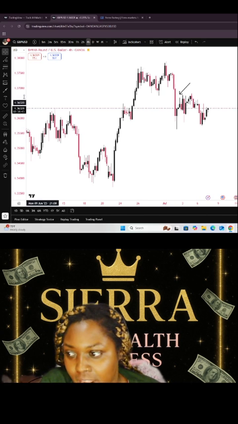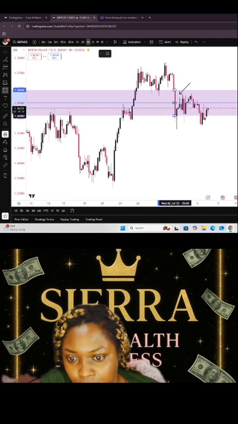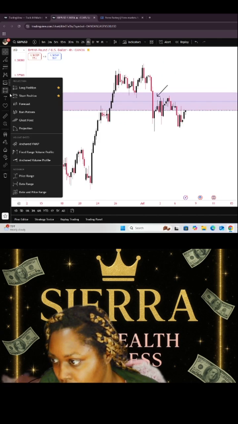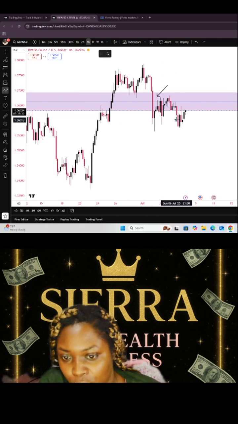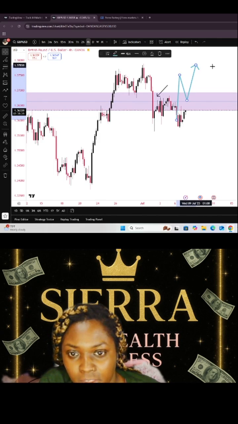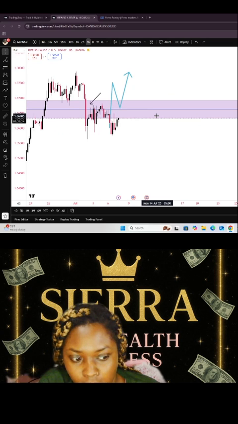Okay. Now, if price traded through this fair value gap, came back and retested, and then sold from this area, what would this fair value gap be called now?